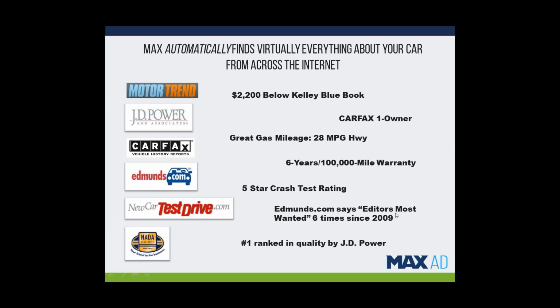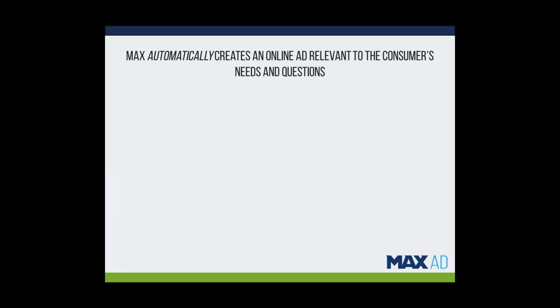We automatically find virtually everything about your car from across the web, from third-party sites like Motor Trend, JD Power, Edmunds, New Car Test Drive, and NADA. We run a Carfax on every car for you. We'll calculate your current price versus book, Carfax one-owner information, discuss the highlights about miles per gallon, your warranty program, crash test ratings, and then quotes from credible third parties like Edmunds and JD Power.